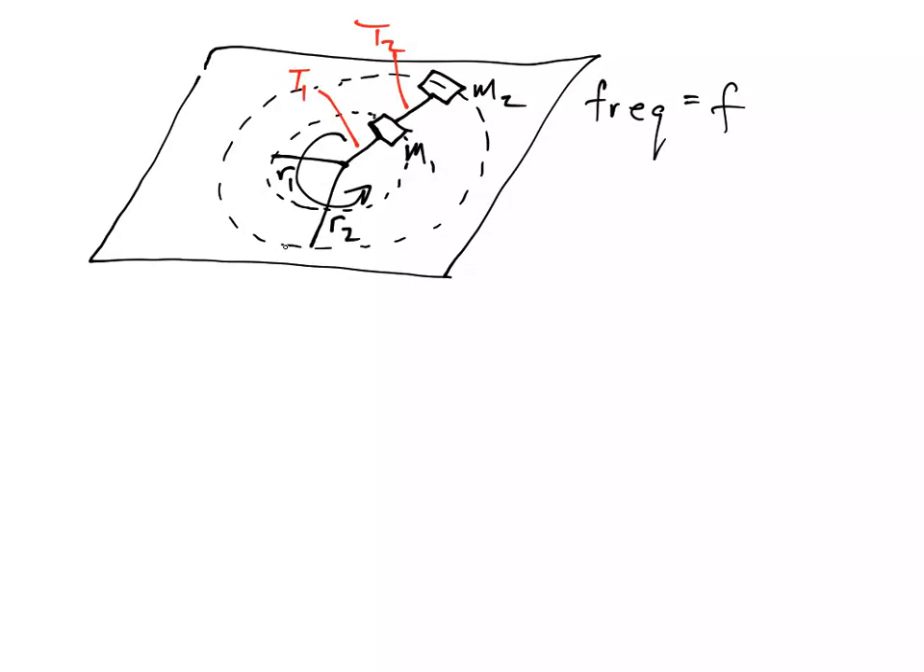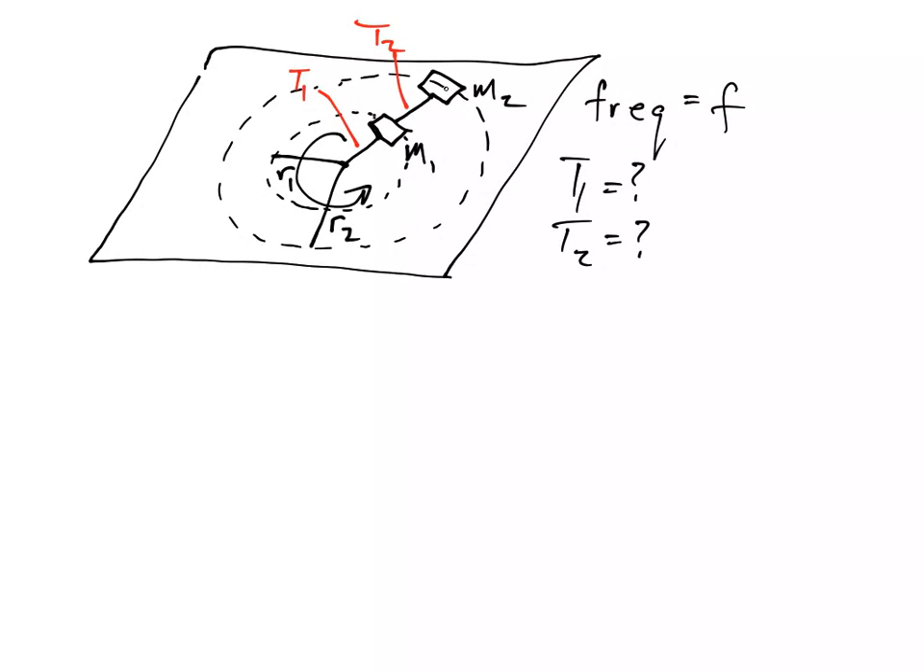Okay, so this is a problem where we have two masses connected by a rope, and they're both going around in a circle on a table, and you have two segments of rope. One of them connects to the first mass, and then another segment of rope connects to the second mass. The first one, obviously, we'll call it T1, and the second one T2. That's what we want to find. We want to find what T1 is equal to and what T2 is equal to.